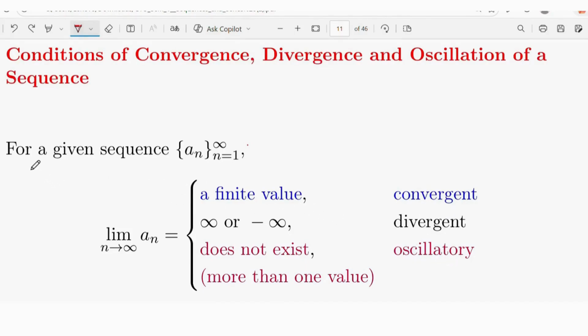For a given sequence n is 1 to infinity, we find the limit as n tends to infinity of an. So what we do here, for a given sequence n is 1 to infinity, from this sequence take the nth term. So the nth term is an. On this nth term an, apply limit n tends to infinity and evaluate this limit.